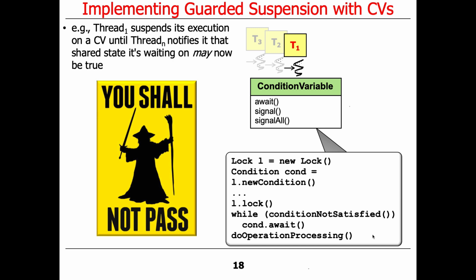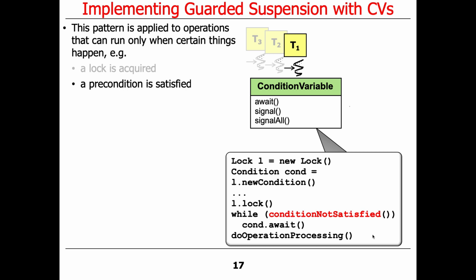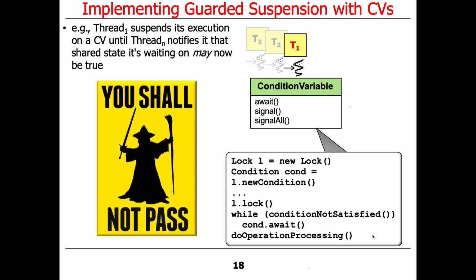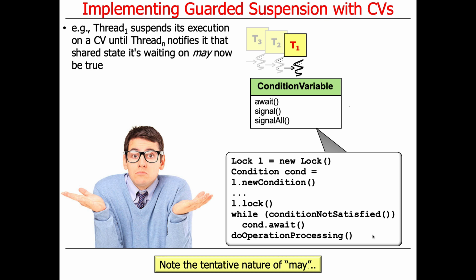So what is going on here is thread T1, which is the one that's trying to do some processing. When it is not able to make progress because the condition is not satisfied, it's going to go ahead and suspend its execution by calling await. It's going to continue to wait until the condition may be satisfied. And the key thing here is may be satisfied. I'll explain in a second why it's so tentative, why it's just may and not is satisfied. That is, in some sense, why there's a loop here.